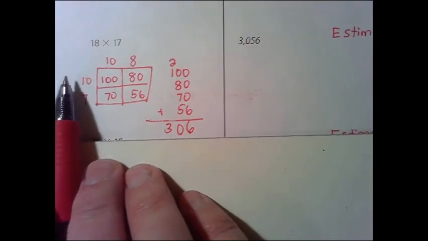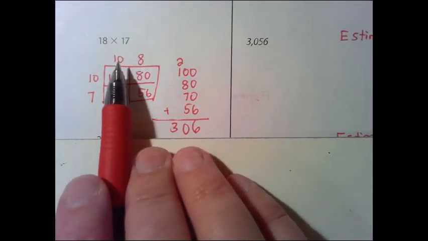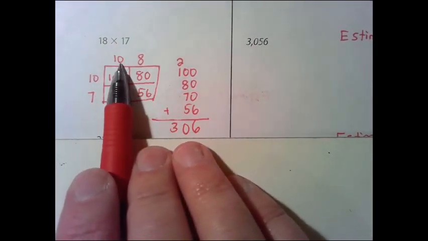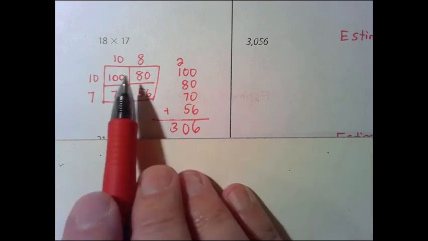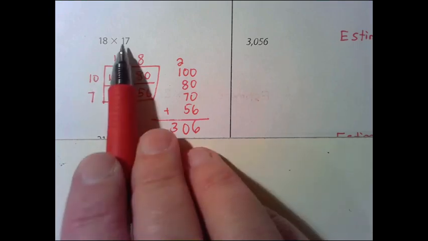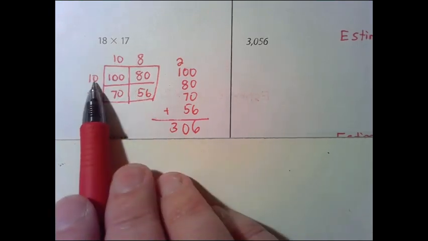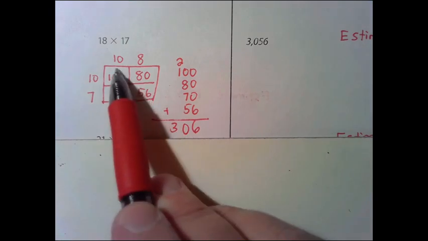So again, for 18 times 17, I took my 18 and I broke it apart into 10 and 8. So 10 plus 8 is 18. Then over here on this side, I did my 17. I took 17 and I made it 10 and 7. Then you got to do each square.